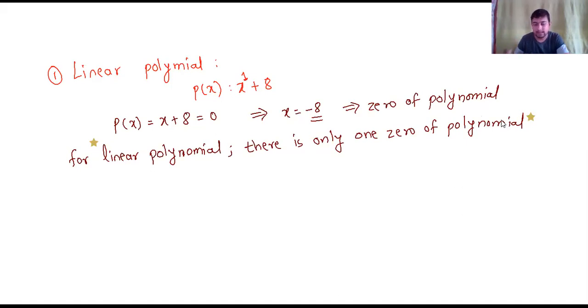Okay. Next, let us see how many values there are for a quadratic polynomial. Let us consider a quadratic polynomial. What do you mean by quadratic polynomial first? A quadratic polynomial means a polynomial with degree 2. So let us consider x square minus 5x plus 6 as the given polynomial.